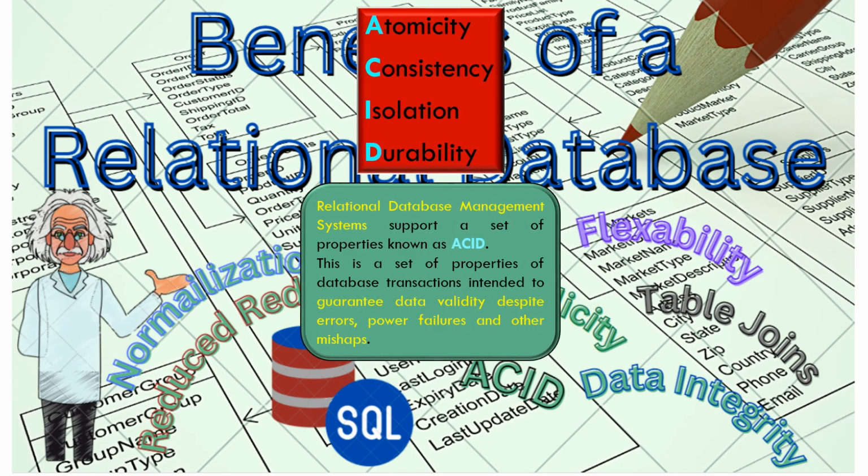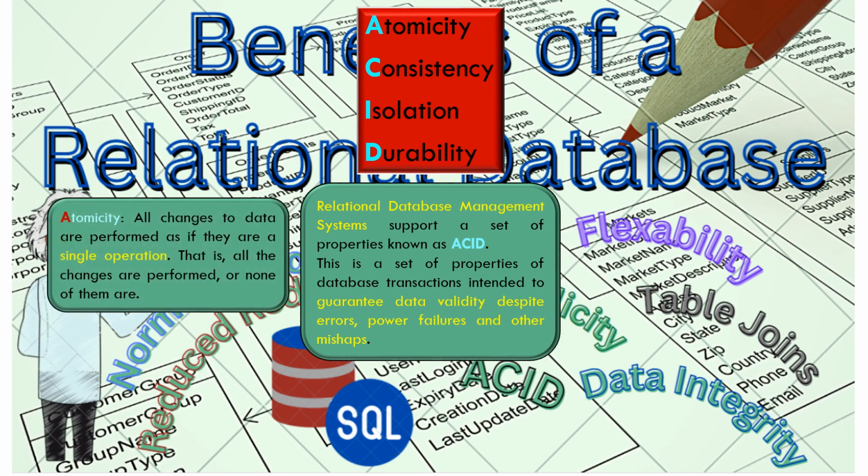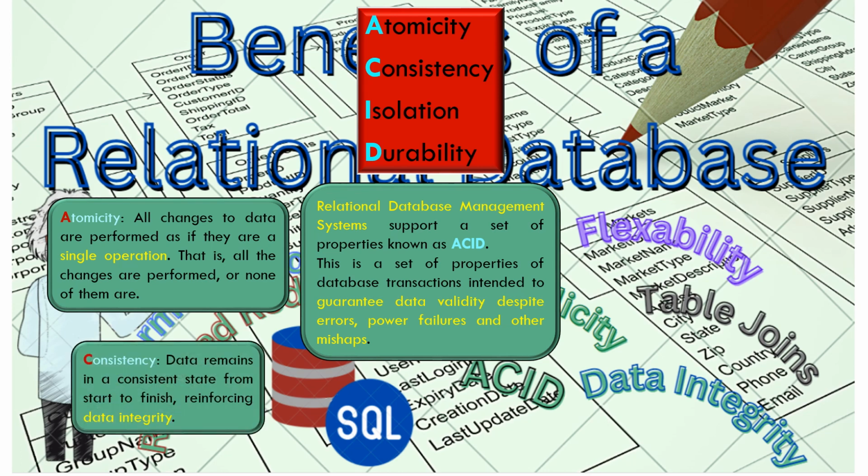Relational database management systems support a set of properties known as ACID. This is a set of properties of database transactions intended to guarantee validity despite errors, power failures, and other mishaps. With atomicity, all changes to data are performed as if they are a single operation. That is, all of the changes are performed or none of them are. With consistency, data remains in a consistent state from start to finish, reinforcing data integrity.